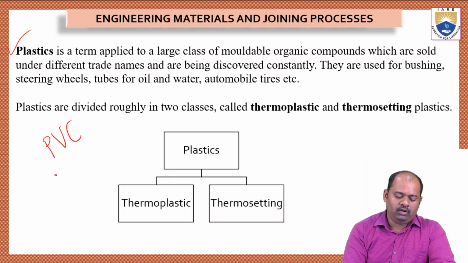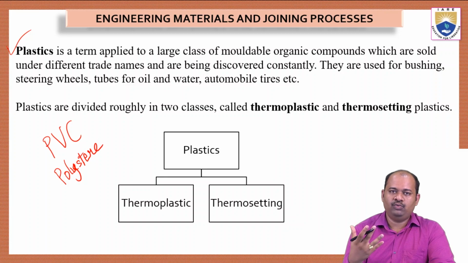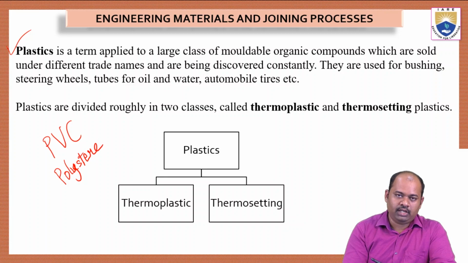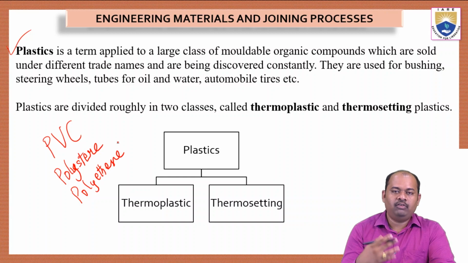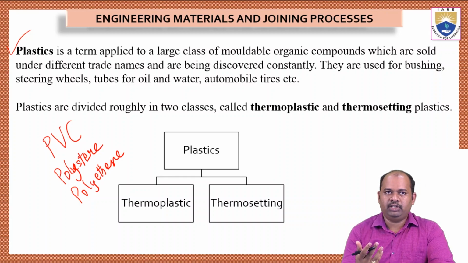Also we have polyester, which is used for different applications. And then we have polythene. Each and every form of plastic has different applications. PVC is polyvinyl chloride. It can be used to prepare hard plastic like water pipes or electric pipes. They can be prepared with PVC.